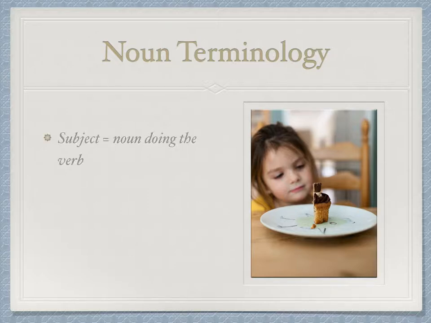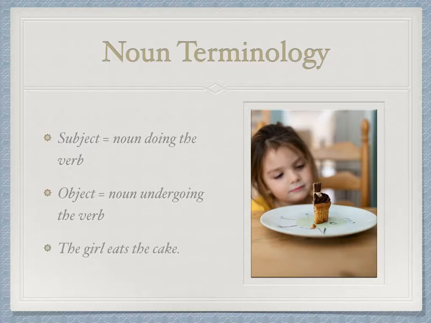So firstly, we need to know the word subject, and this means the noun that is doing the verb in a sentence. The opposite of this is the object, and that is the noun that is undergoing the verb. So here we have an example, the girl eats the cake. In this sentence, the girl is the subject, she's doing the eating, and the cake is the object because it's the one being eaten.